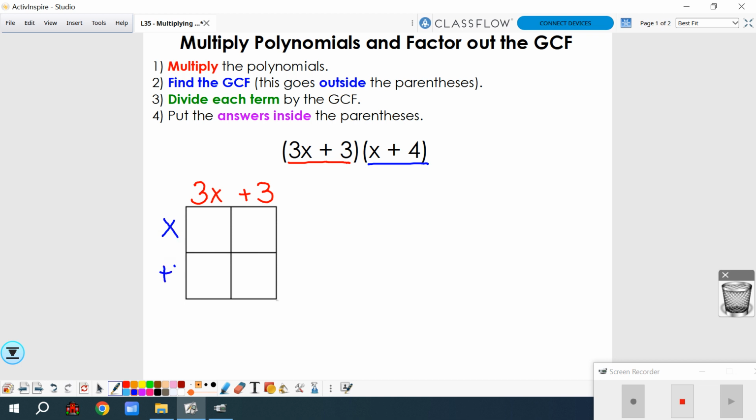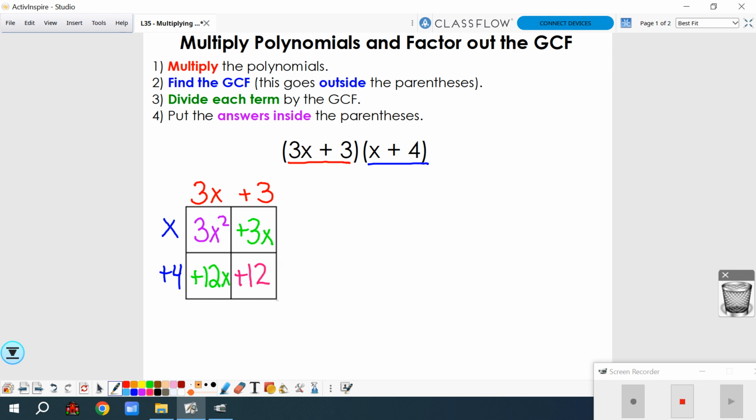Okay, so multiplying is just like we've been multiplying before. So I'm going to do 3x times x, which will give me 3x squared. And then I'm going to do 3 times x, which will give me 3x. 3x times 4 gives me 12x. And last but not least, 3 times 4 will give me 12.